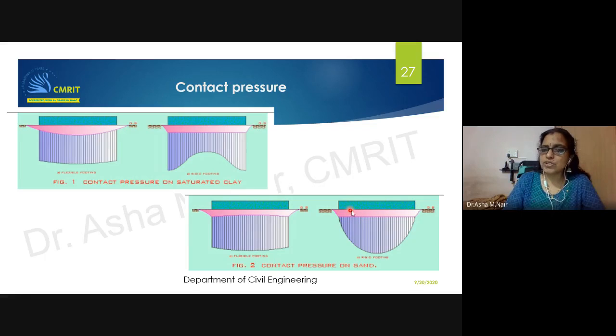Whereas if you look at the case of a rigid footing on a sand deposit, you can see that the contact pressure decreases towards the edges. Why does it decrease? Because at the edges that dense packing is not there, since the particles are free to heave to the sides as well. So that is the reason the distribution for sand will be as per this figure.